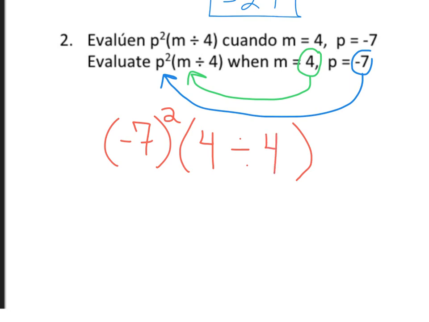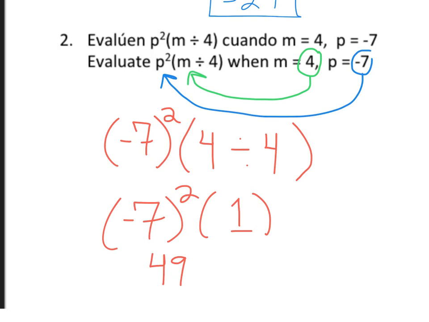Now we're going to do parentheses first. So inside the parentheses, we have 4 divided by 4. That's 1. Bring down the parentheses. Bring down the -7 squared. After parentheses, we have exponents. -7 squared is 49. It's positive. Parentheses 1. Now we just have 49 groups of 1, which is 49 times 1. That's 49.